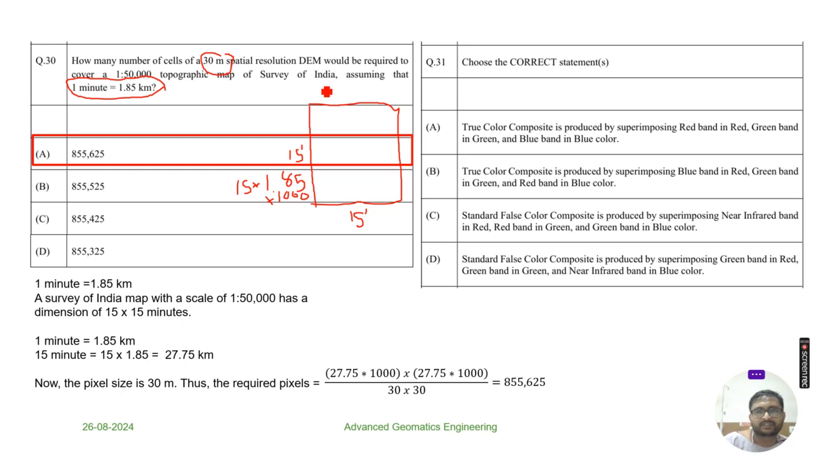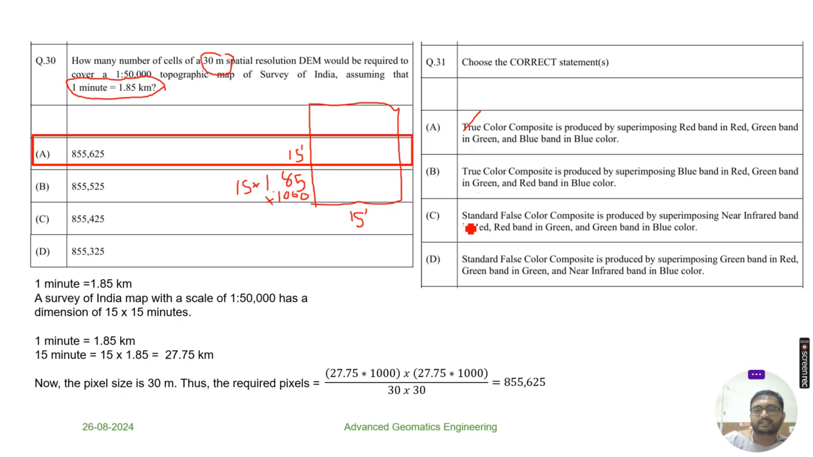So then we have this color composite. We just have two kinds of color composite: true color composite and false color composite. True color composite means when we superimpose the RGB bands as RGB: R in R, green in green, blue in blue. So that is a standard true color composite. So this statement is true.